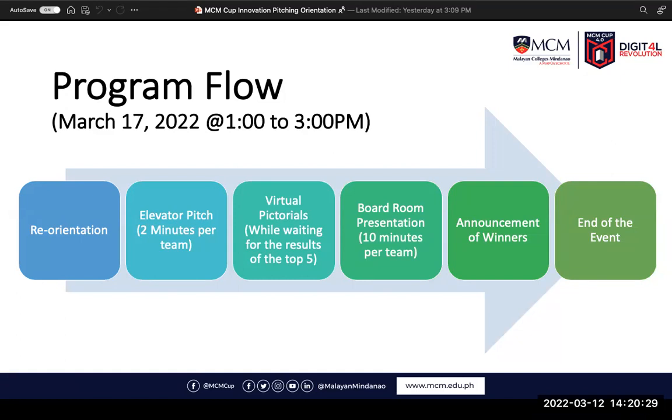I'll be the one, since I have the list before this meeting ends, assuming that we will have it, to ask or post which team will be joining first in the elevator pitch. So that's what will happen. Each pitch is expected to take 2 minutes, and we'll have an allowance of about 1 minute, and then we proceed with the next presenter. Later on we will come up with the order of the presenters.